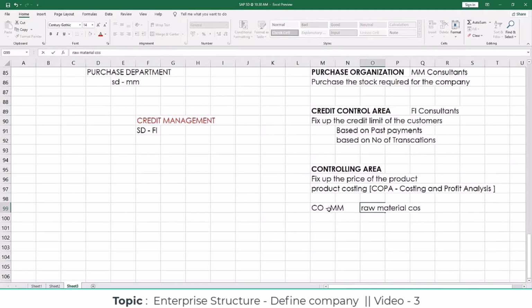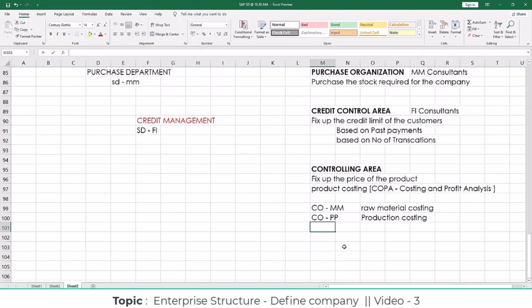At what price we purchase the raw material. Then CO team is going to be working with PP department to know the cost involved in manufacturing the product, to know the product costing, production costing. So how much amount needs to be spent on manufacturing a particular material, like the wages to be paid to the labor, or infrastructure rentals, or power cost, water cost. All those things are going to be taken into consideration over here.